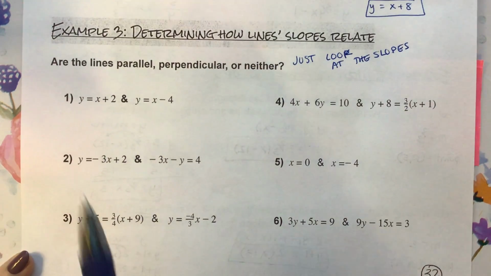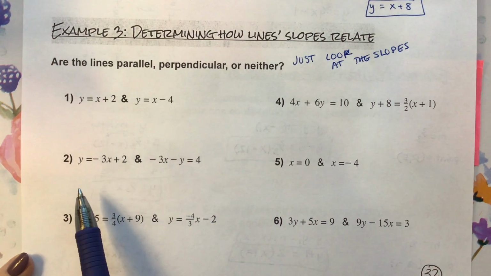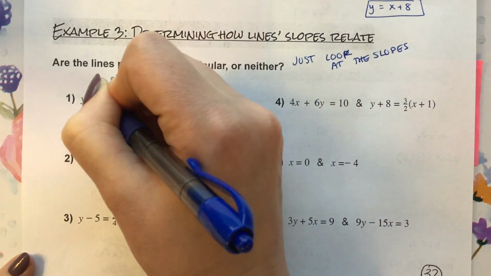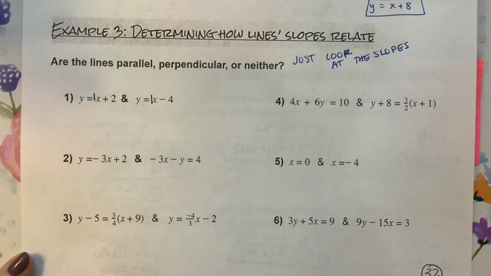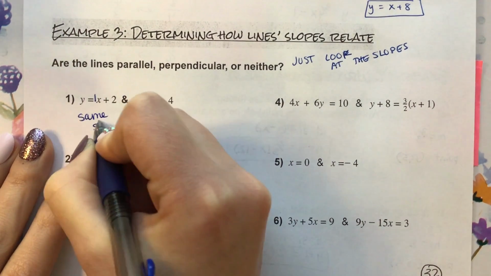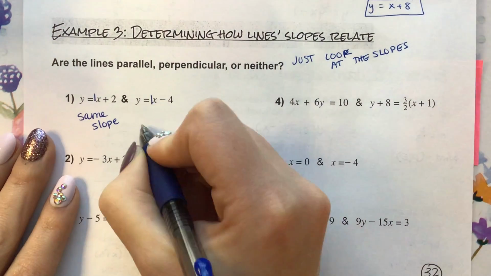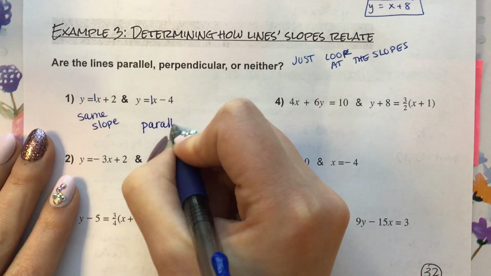So in this first example, I have y is equal to x plus 2 and y is equal to x minus 1. Well, on this one, the slope is 1, and on this one, the slope is 1. They have the same slope. 1 and 1 is the same number, so that means they are parallel.